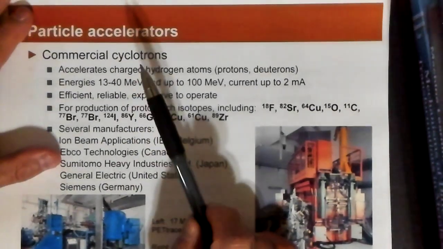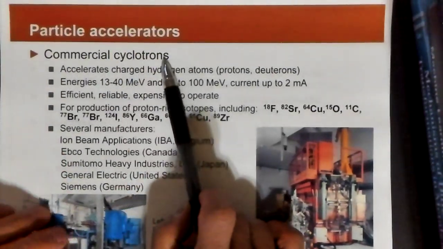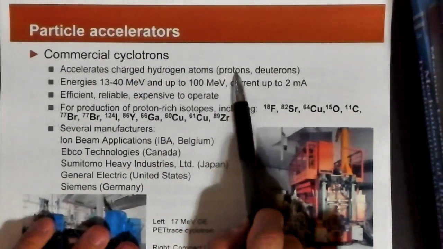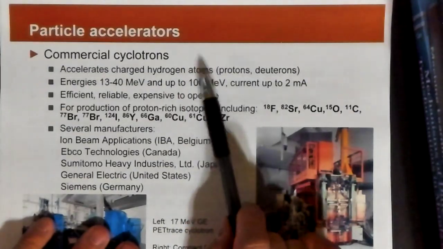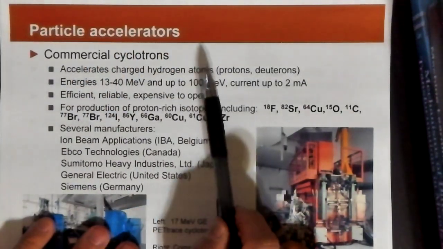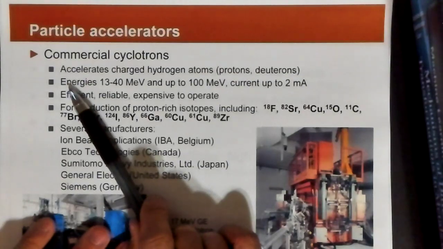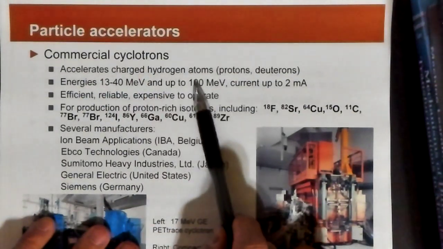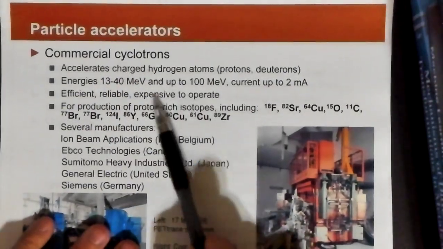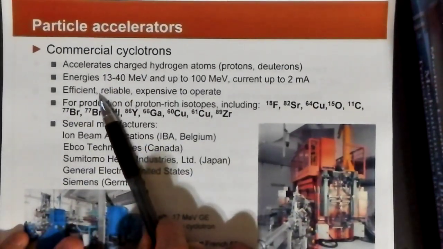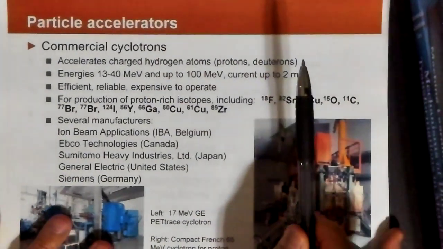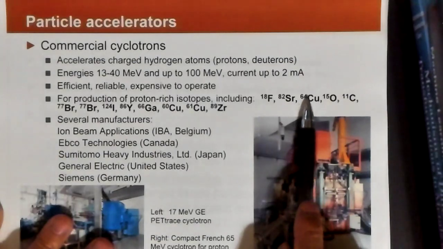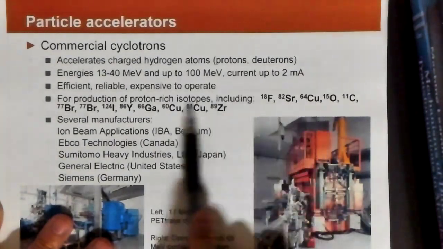Alright, so then you can also have commercial cyclotrons. And so here you can have, for example, acceleration of protons or deuterons, which are hydrogen-like, basically hydrogen. The energies may be in the range from 13 to 40 MeV, but some go up to 100 MeV. And these can be efficient and reliable, but they can be expensive. And so you can produce isotopes like fluorine-18, strontium-82, copper-64, and so on.